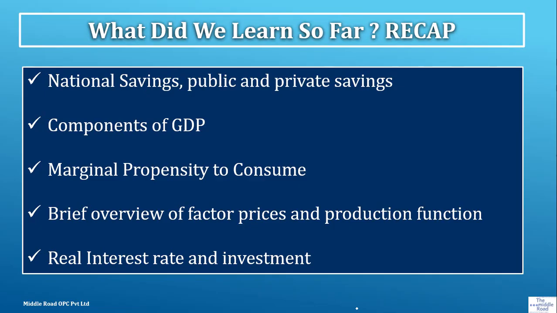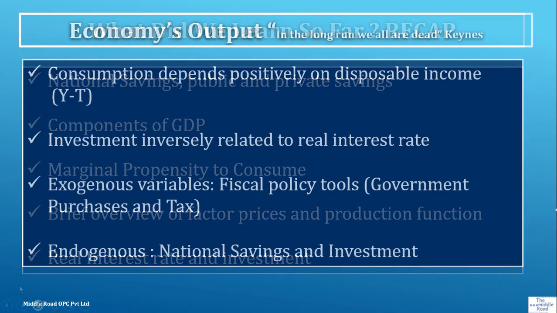We have already seen components of GDP. We saw how GDP flows through the circular economy. We looked at marginal propensity to consume, and we'll discuss that today again. We had a brief overview of factor prices and the production function. There will be a separate module on this. And then we looked at real interest rate and investment. So we know investment now. What we have learned so far is that investment is inversely related to the real interest rate.